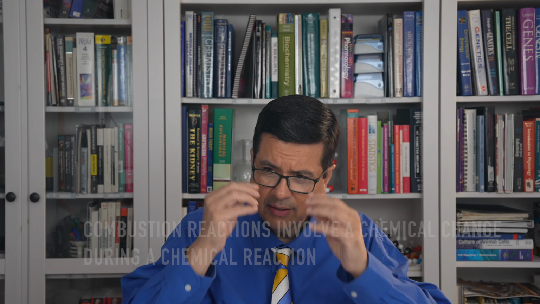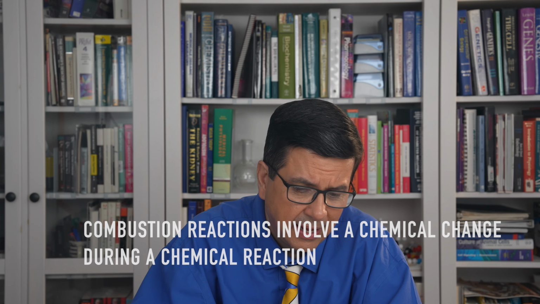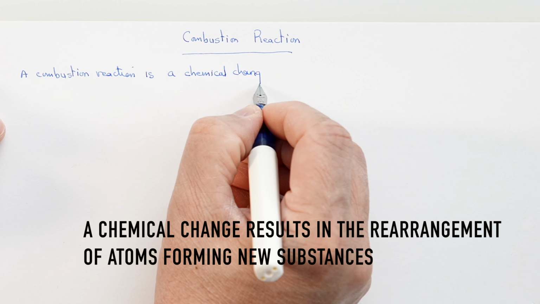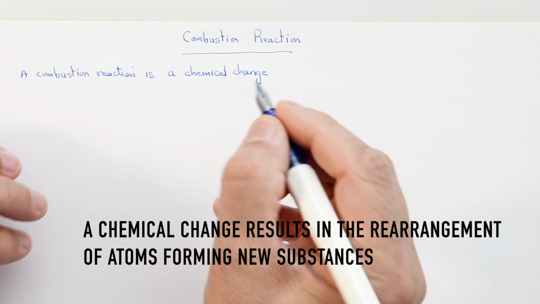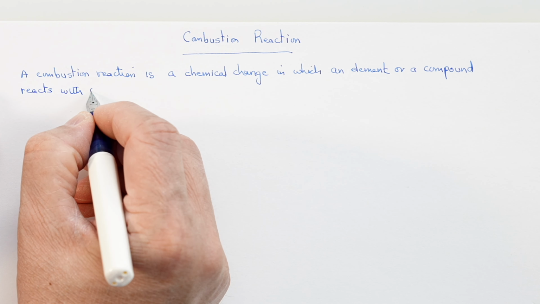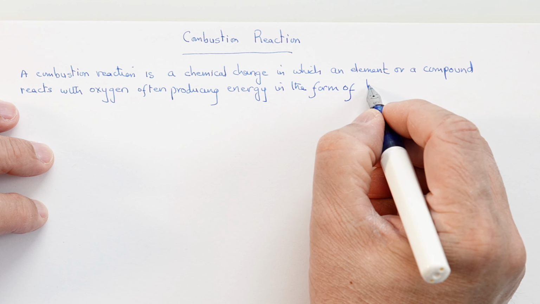So let's get started. A combustion reaction is a chemical change in which an element or compound reacts with oxygen, and usually you're producing energy in the form of heat and light. So basically you're burning something. That's a very simple way of writing it. A combustion reaction is a chemical change. Remember, there were physical changes and chemical changes. This is a chemical change in which an element, or possibly a compound, reacts with oxygen, often producing energy in the form of heat and light.